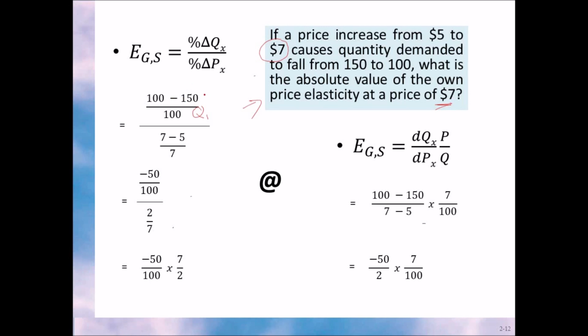So 100 minus 150 multiplied by 100 divide by, okay, this one is percentage change in price. If you solve this, you get negative 50 over 100 divided by 2 over 7. If we change to multiplication, then you will get negative 50 over 100 multiplied by 7 over 2. Then you can make it smaller, simplify it further, or you can use your calculator and then you can get the answer.